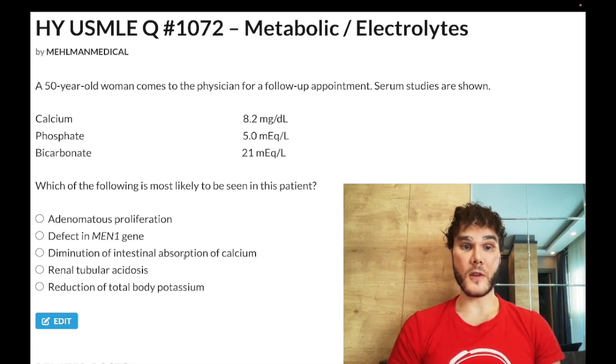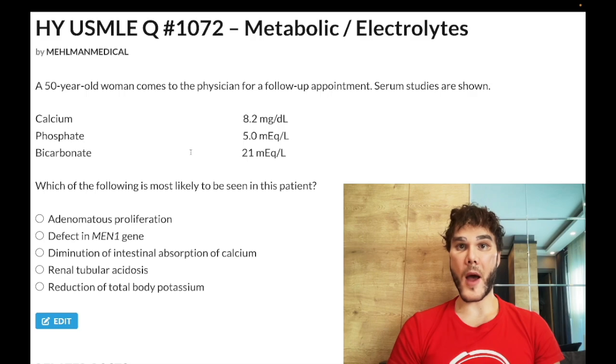Choice C, diminution in intestinal calcium absorption. Correct answer. Diminution just means reduction. So in renal failure, PTH can't do its job at the kidney. Therefore, it can't activate 1-alpha-hydroxylase the way it's supposed to. So it can't synthesize 1,25-D3 the way it's supposed to. And we said 1,25-D3 normally goes to the small bowel, increases calcium absorption. So we'd have decreased serum calcium.